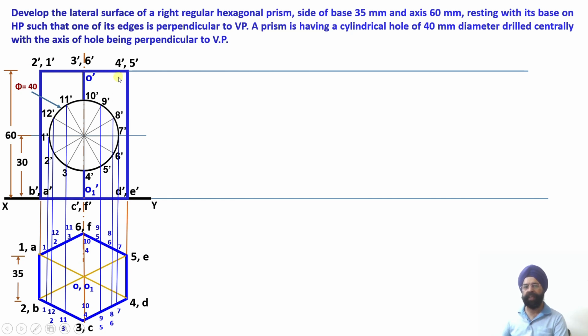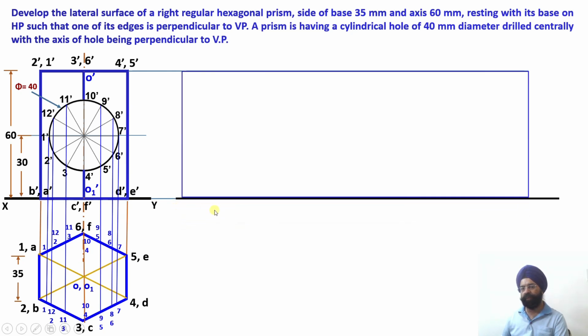From the two ends I am going to draw two stretch lines over here, and all the lateral surfaces 1A, 2B, 3C, 4D, 5E, 6F will be located between these stretch lines. So let us now know, the height is equal to how much? 60 millimeter, which is the true length. What is the true length of this edge? 35 millimeter. So the six edges are there.